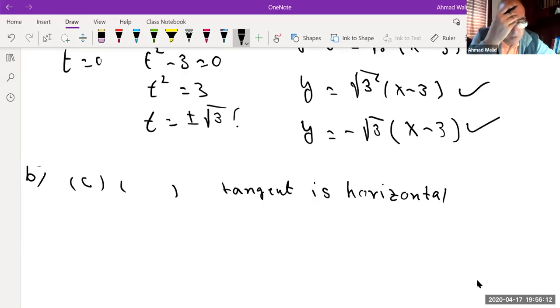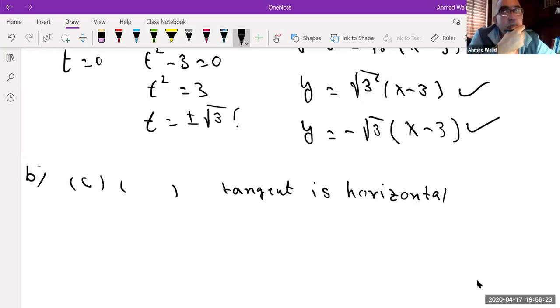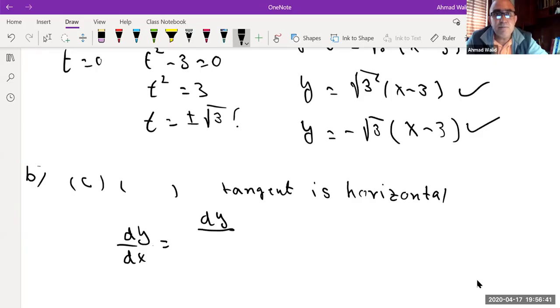A question for you. When the tangent is horizontal, what do you think? How much is the slope? It's like perpendicular to it. No, when you have a horizontal line, what is the slope of a horizontal line? How much? 0. 0, really good. Then look at this. You have dy over dx equals dy over dt over dx over dt, right? When you want the slope to be 0, what should I do here to get this one equal to 0?